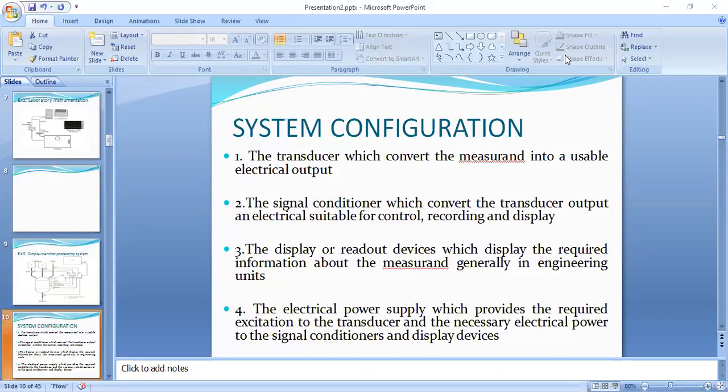The display or readout device displays the recorded information about the measurement, generally in engineering units, which is provided to control the instrumentation system and record the instrumentation system. The electrical power supply provides the excitation to the transducers and the necessary electrical power to the signal conditioners and display devices.